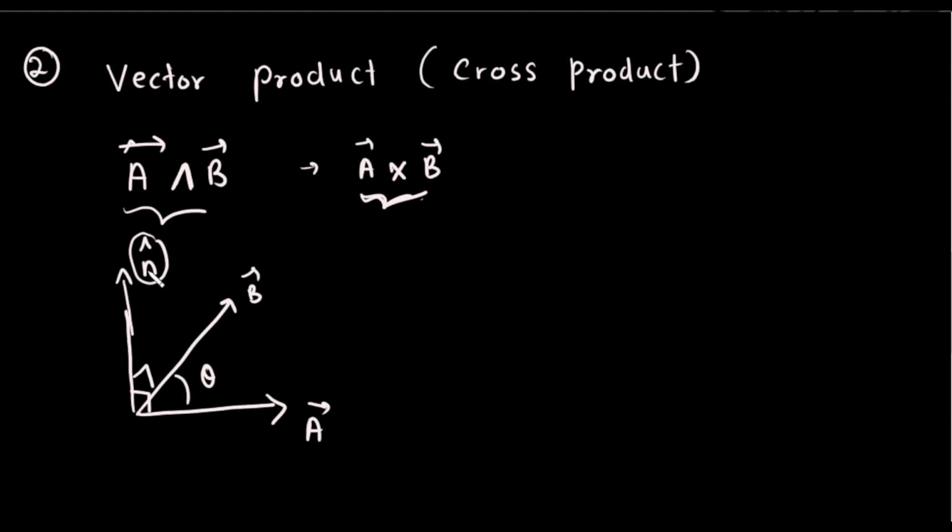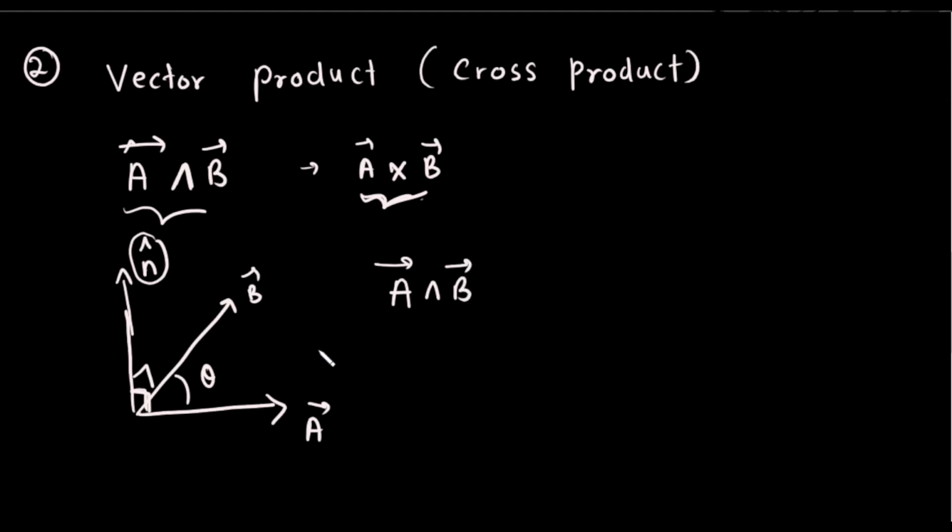So this n hat vector and the a vector are perpendicular, which means the angle between the n hat vector and the b vector is 90 degrees, and the angle between the n hat vector and the a vector is also 90 degrees. Okay, now I'm going to write the definition for a cross b.